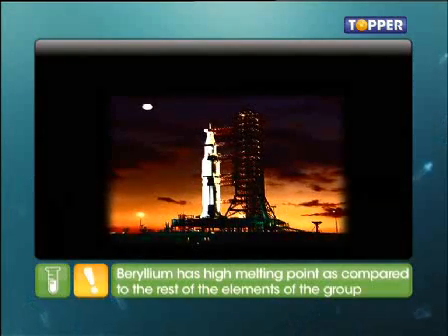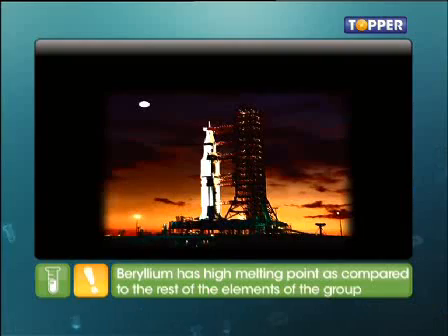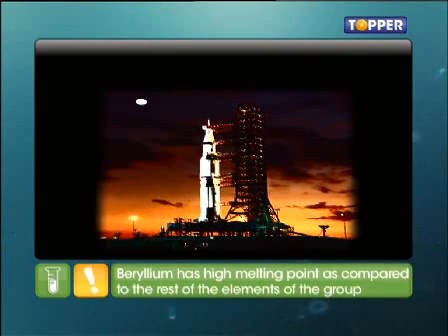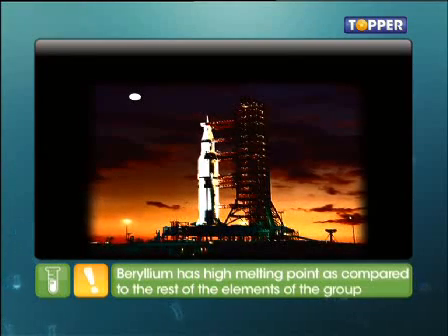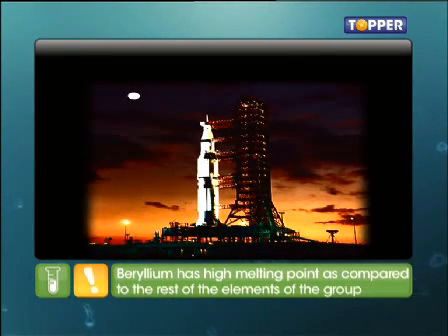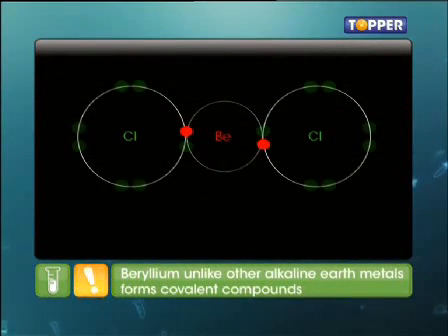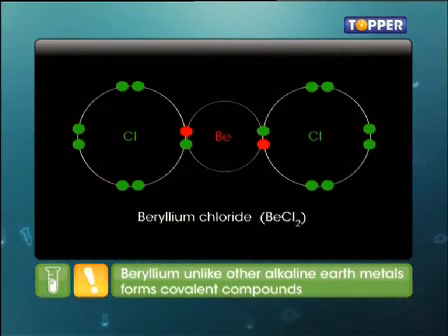Saturn V, popularly known as the Moon rocket, was a multi-stage liquid fuel rocket used by NASA's Apollo and Skylab programs earlier. Interesting, right? Coming to the second anomalous property of beryllium, unlike other alkaline earth metals, beryllium forms covalent compounds. This is because of beryllium's high polarizing power and small size compared to the other elements of the group.